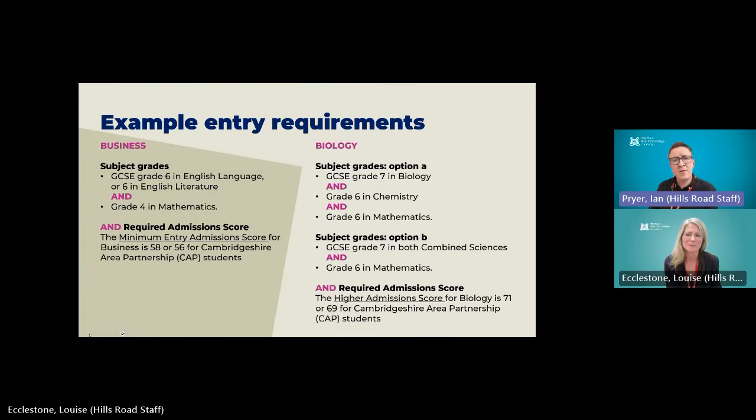Moving across to more of a science subject. In biology, we're looking for a grade 7 in biology and a 6 in chemistry and maths, for example, if you've studied separate sciences, or a grade 7 across combined sciences if you've done a two-grade science combination, and a 6 in maths. Now, because biology is a science subject, we set the admission score slightly higher there, typically 71, or 69 if you are a Cambridge Area Partnership student. So it gives you a flavour of what to expect when looking at those entry requirements.